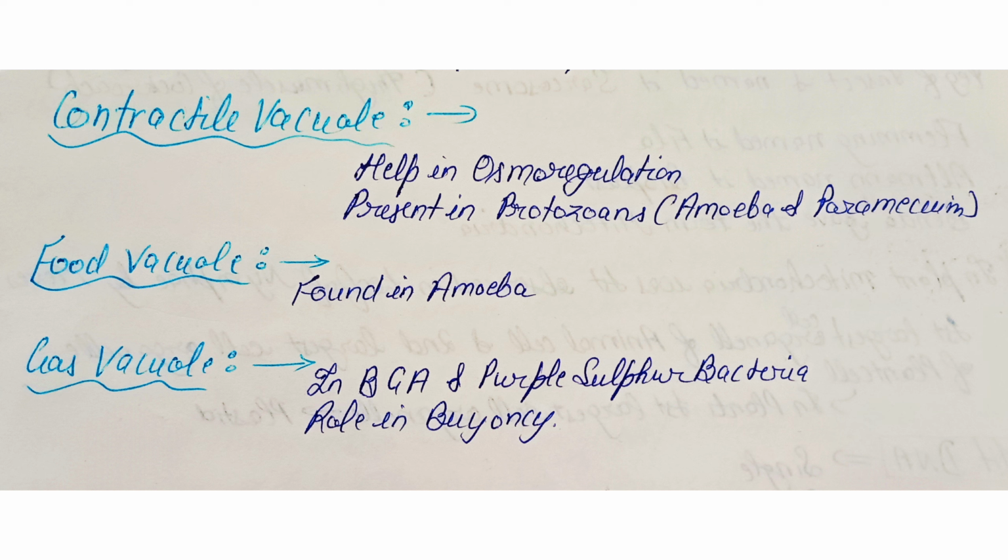If we talk about some special types of vacuoles, we have the contractile vacuole. These are seen in protozoa like amoeba and paramecium and are meant for osmoregulation. Food vacuole is seen in amoeba. And the most important is the gas vacuole. It is a feature of blue-green algae and purple sulfur bacteria. This vacuole plays a role in buoyancy.